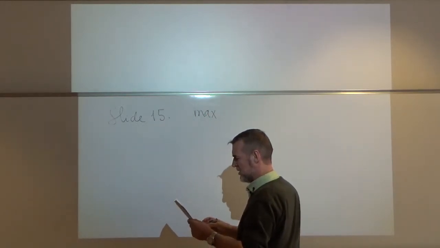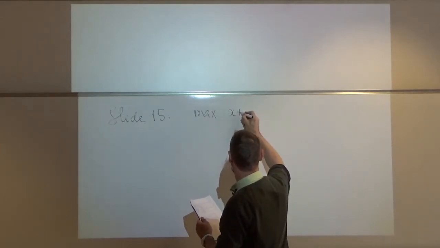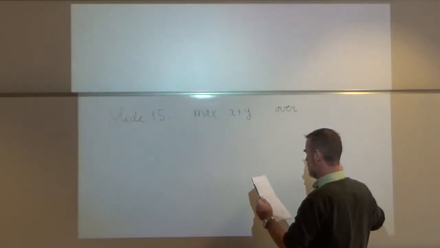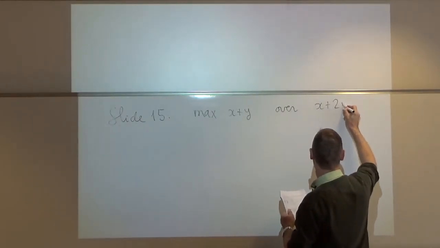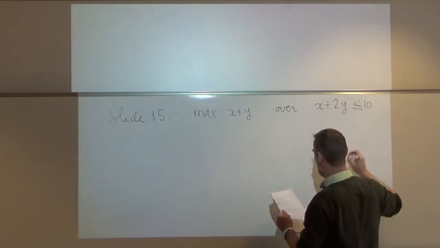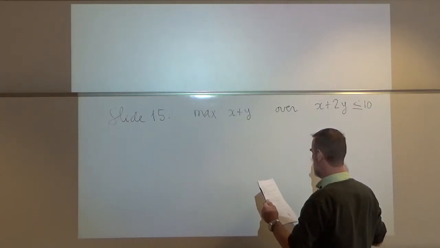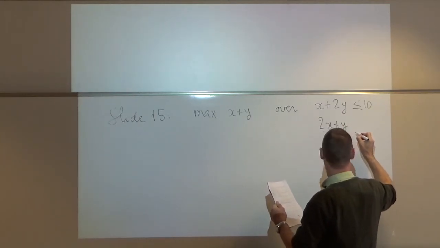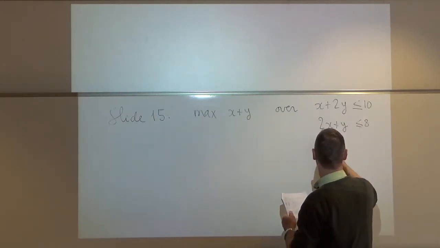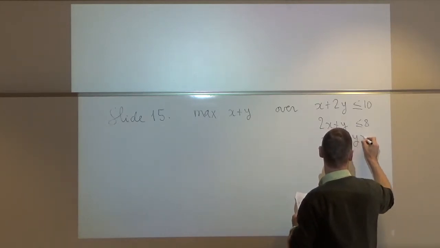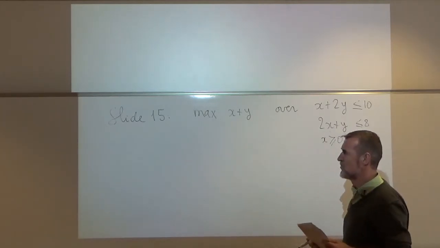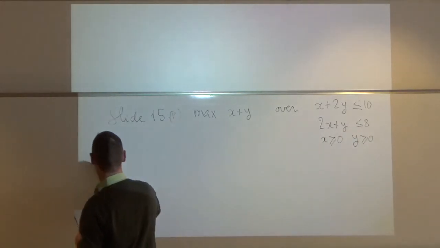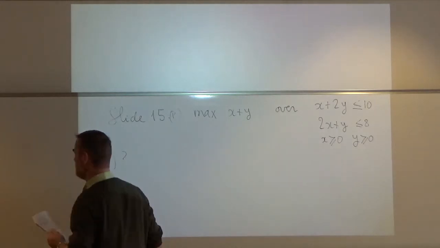We had max x plus y over the constraints x plus 2y less than 10, 2x plus y less than 8. That's my problem P. So the question is, can you formulate D?